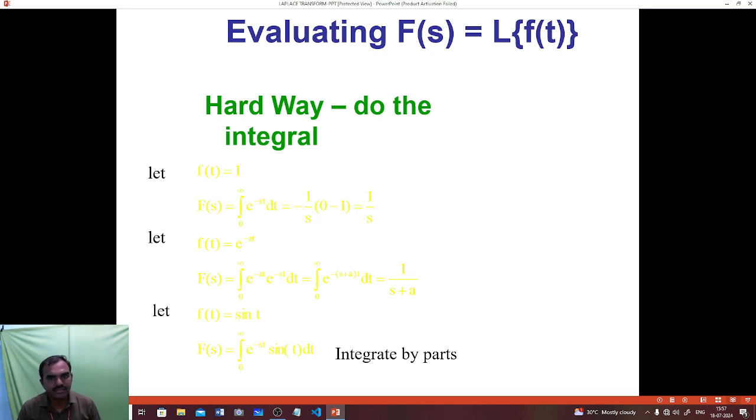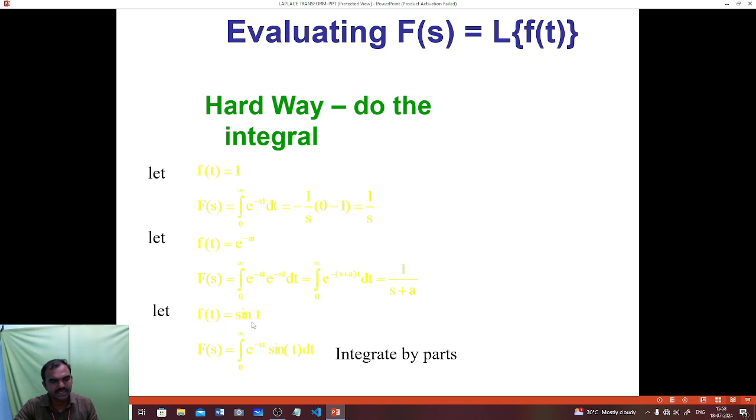Next, evaluating F of s, this is our L of f of t, by the direct integral. For f of t equal to 1, what is F of s? The integral from 0 to infinity of e power minus s t dt, that is minus 1 by s, that is our integration. E power x integrates to e power x divided by the coefficient of t, which is minus s, so minus 1 by s. Now apply the upper limit infinity, e power minus infinity is 0, then apply the lower limit 0, e power 0 is 1, so minus and minus becomes plus 1 by s. Suppose f of t is 2, then F of s is 2 by s; 3 means 3 by s. And for f of t equal to e power minus a t, what is the F of s formula? 1 by s plus a.